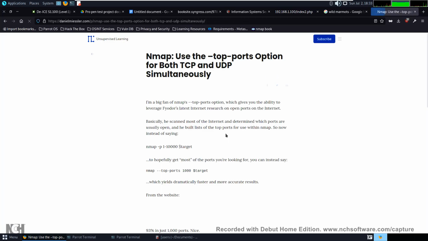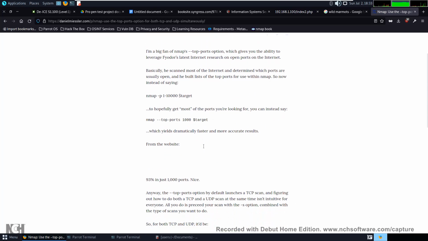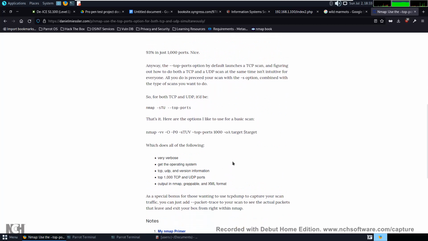Let's just look at this. I used this command a long time ago, and it was really cool. Nmap --top-ports 100 at the target. And this will give you the top ports. Out of 1,000. I don't know what target is. Do I need that? What's $target? Ooh, very verbose. Get the operating system, TCP, UDP, and version information. Top 1,000 ports, output in Nmap, greppable, and XML format.